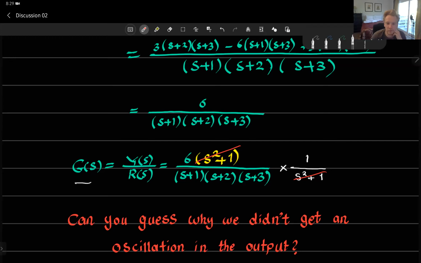And if it did not cancel, if this, for instance, was s squared plus 5, they would not cancel, right? And then when you do a partial fraction expansion of what you get here, you will get imaginary roots, because this factor s squared plus 5 will not go away. But it so happens that the input was exactly the same as the factor in the numerator, so they cancel with each other, and we don't get any imaginary roots. So we don't get any oscillations in the output.